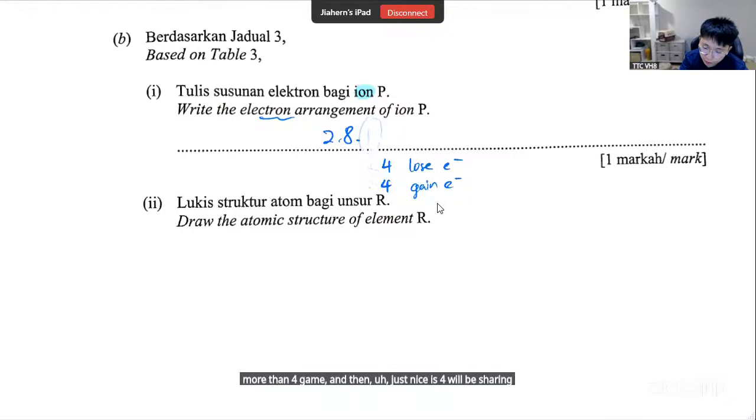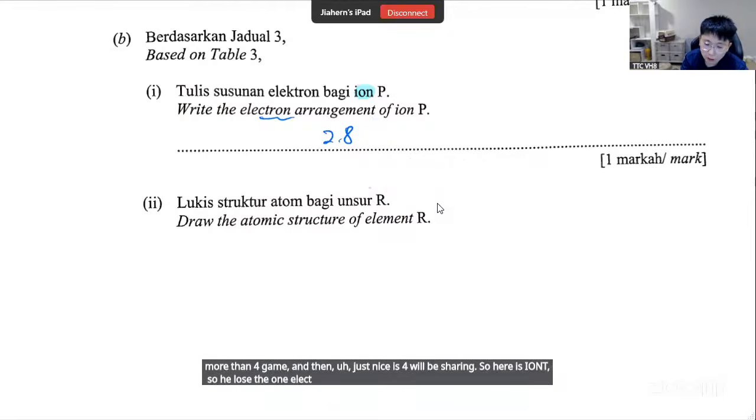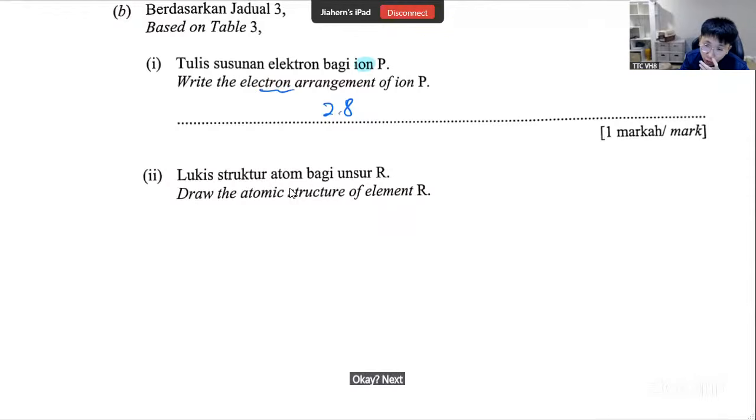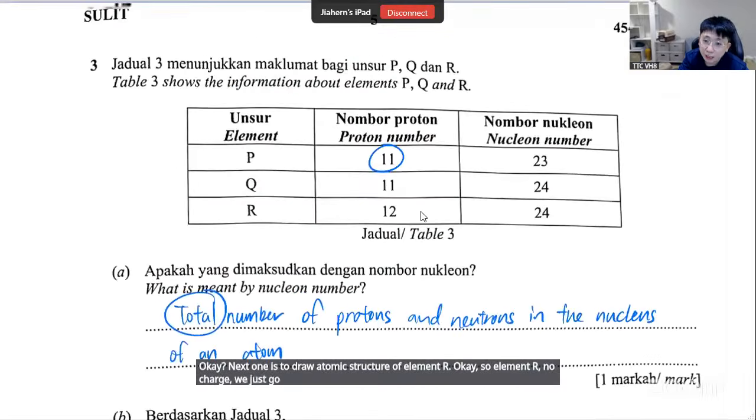So here is ion P, so he loses the 1 electron, he will be 2.8. Okay, 2.8. Next one is to draw the atomic structure of element R. Okay, so element R, no charge. We just go with R. It's 12. So by right, 12 is 2.8.2. So you're going to draw 2.8.2.